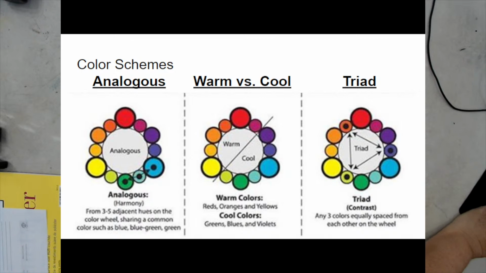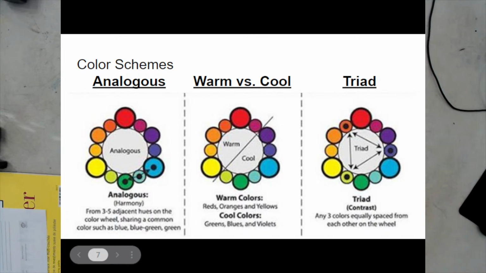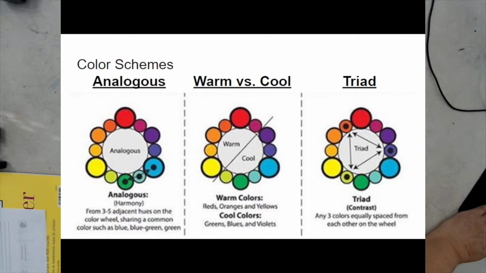Next, we have warm versus cool. Okay, so we talk about temperature with color. And this gives you an indication of how we divide the color wheel into warm versus cool. Our warm colors are generally the reds, oranges, and yellows. And our cool colors are our greens, blues, and violets.